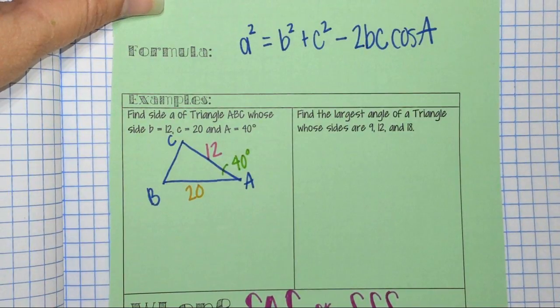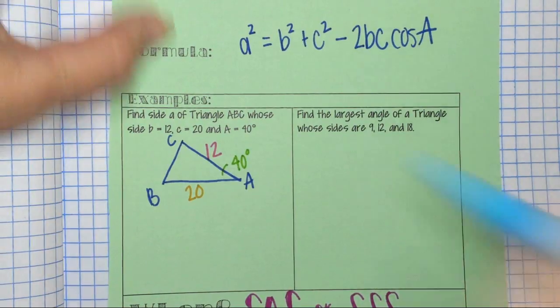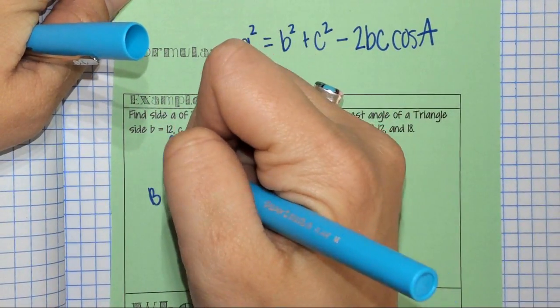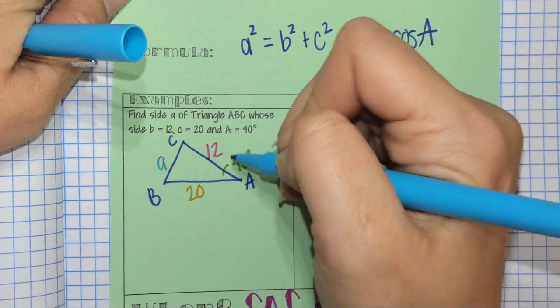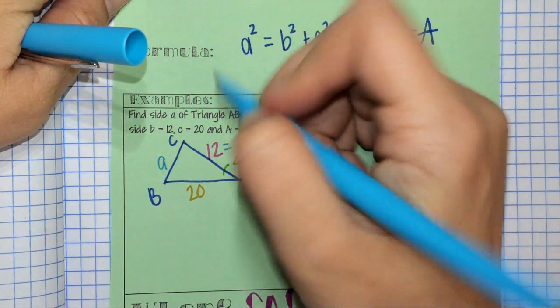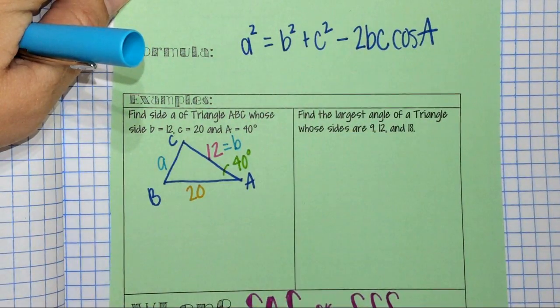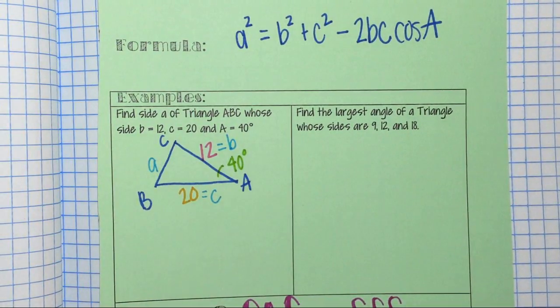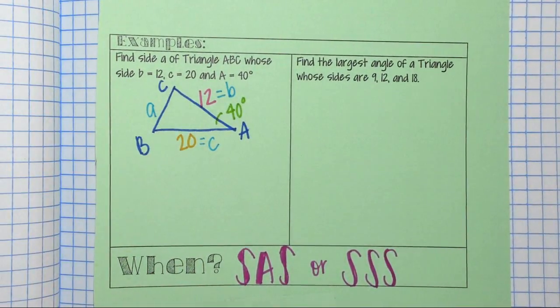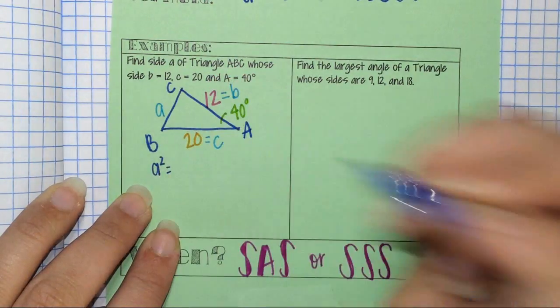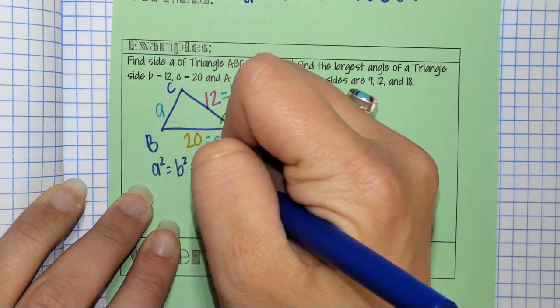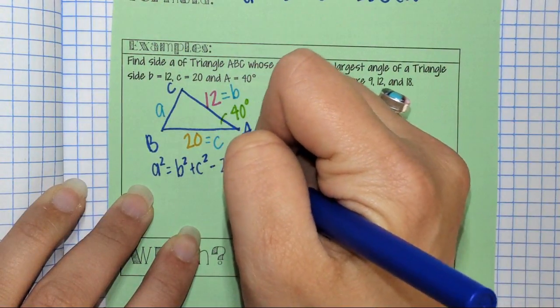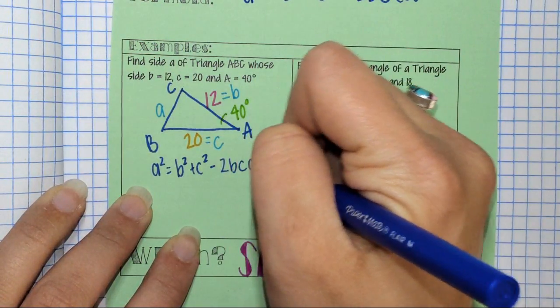So here's our triangle. We know that this side right here is going to be baby A because it's across from angle A. This side right here is baby B. And what is 20? Baby C. So all we're going to do is plug it into our formula and work it out. Now our formula is a squared equals b squared plus c squared minus 2bc cosine A.